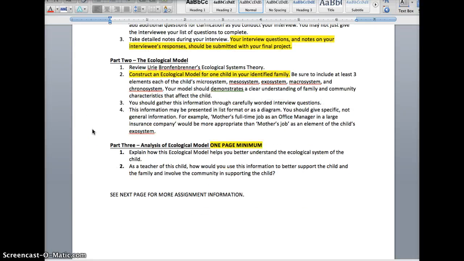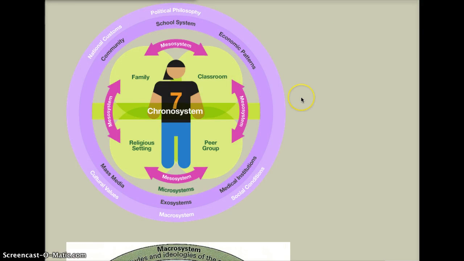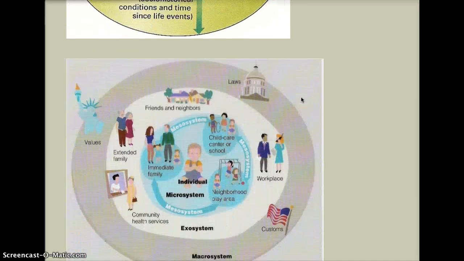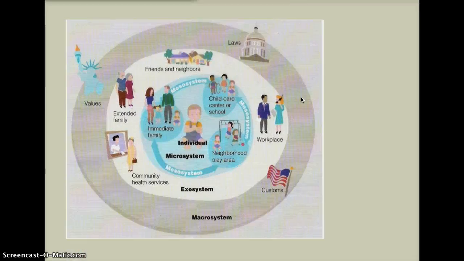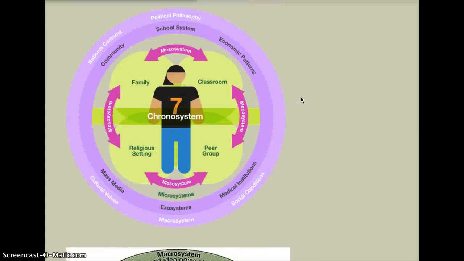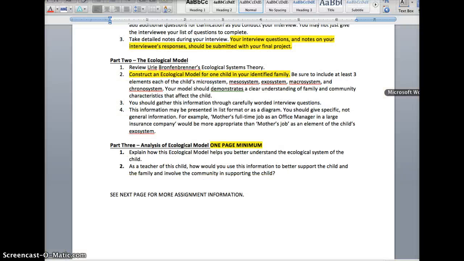Then part 2 is you will create an ecological model based on Bronfenbrenner's theory. You're going to construct this for one child in your identified family. So, going back over to our lesson, this is an ecological model here. Obviously, yours does not have to look this pretty with graphics and everything like this. In fact, yours doesn't even have to be a drawing like this at all.